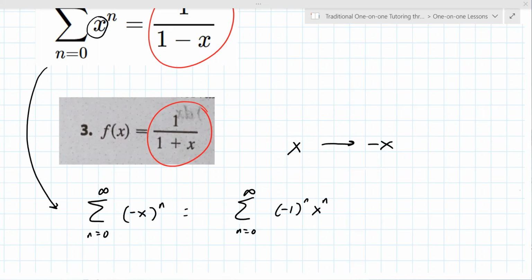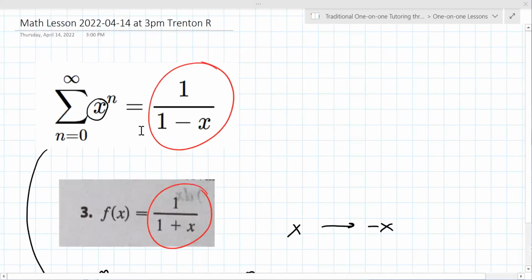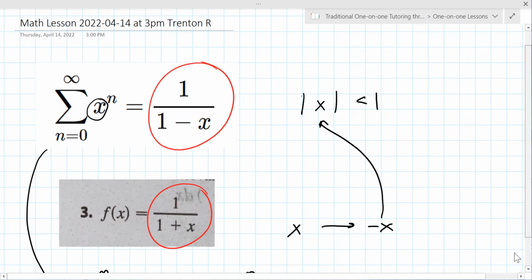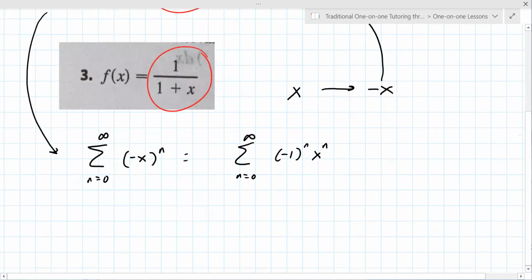All right. So the original power series, and this is important too, the one that's given here, converges if the absolute value of x is less than 1. Okay, you probably saw that in class. Yes. Okay, very important. So whatever you change it to, that also needs to go in here. And that's how you deal with the convergence part.